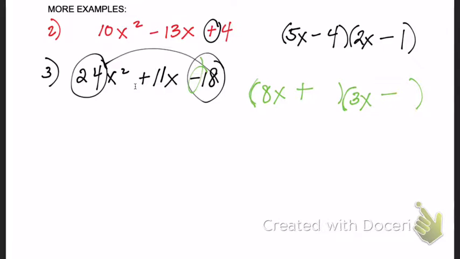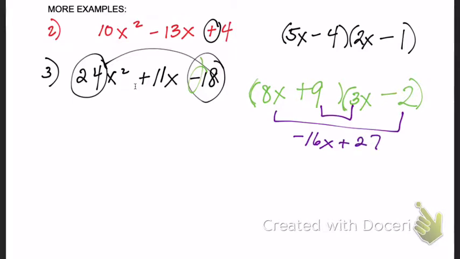Now let's go back to the factors of 18. We can do 9 and 2. Where would the 9 have to go? With the 8 first. And the 2 would have to go here. Let's check it by doing outer, inner. Outer, 8x minus 2x is negative 16x. Inner, 9 and 3 would be plus 27x. What do those add to be? 11x. Good.